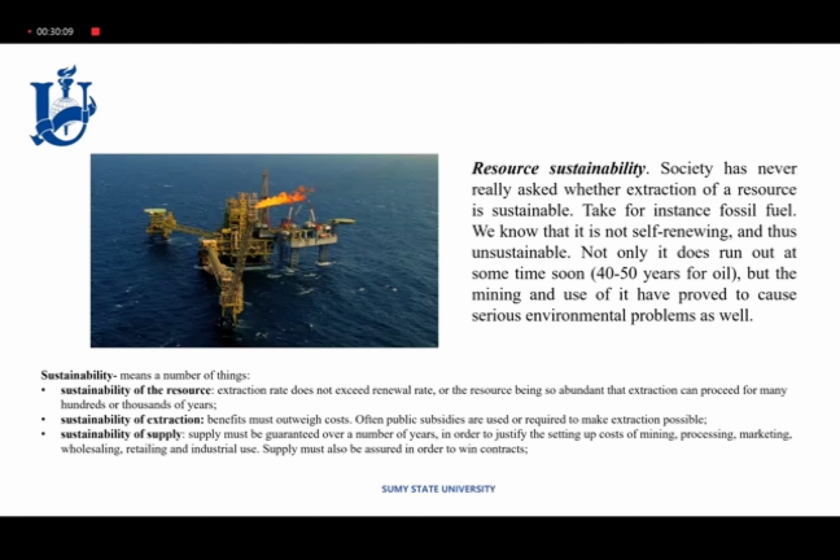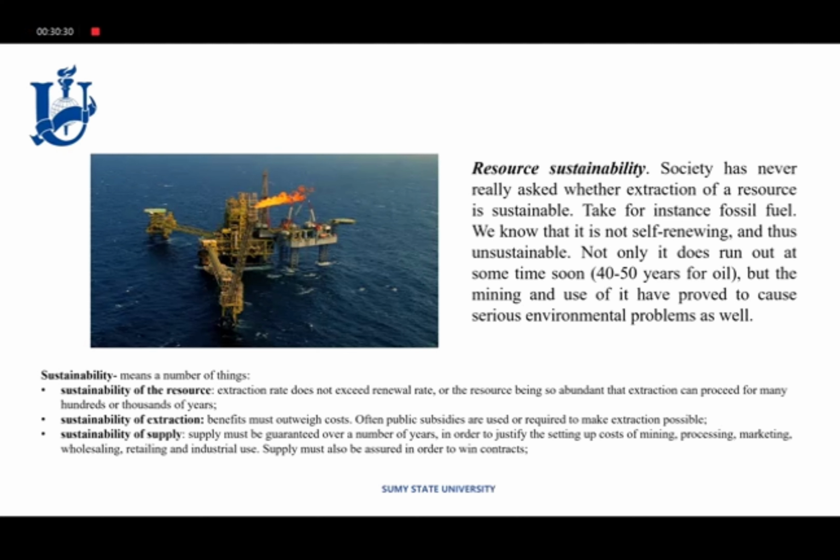It means a number of things. Sustainable means the source extraction rate does not exceed a reasonable rate, or the resource is so abundant that extraction can proceed for many hundreds or thousands of years.